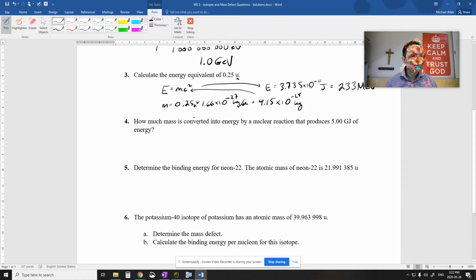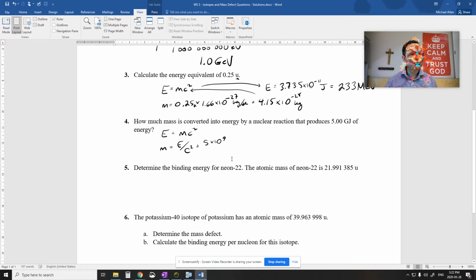How much mass is converted into energy by a nuclear reaction that produces 5 gigajoules of energy here? So let's see, okay. How much mass? It's in joules already, so that's nice. So I'm just going to rearrange this. So 5 times 10 to the 9, that's what a giga is, 10 to the 9. Yeah, that's what we had up there before, too.